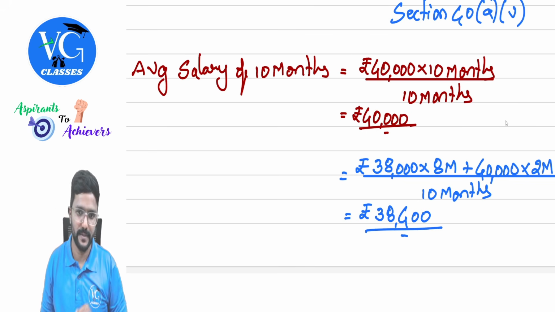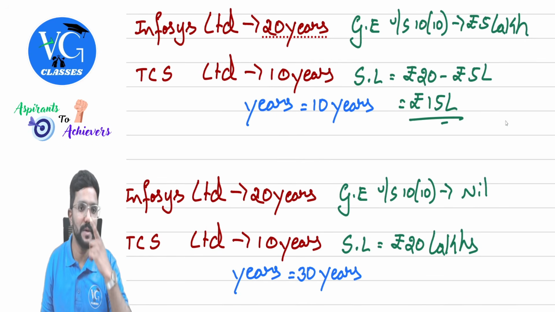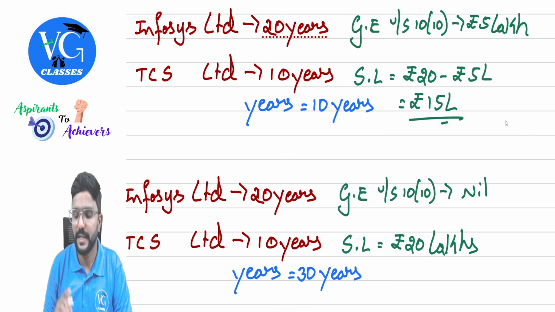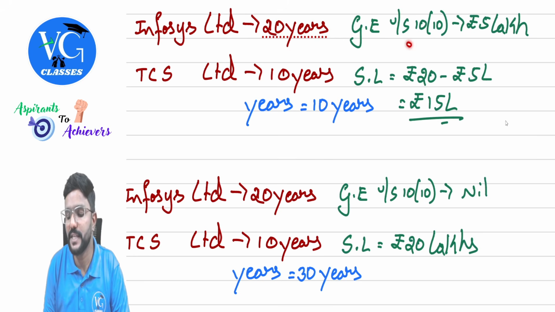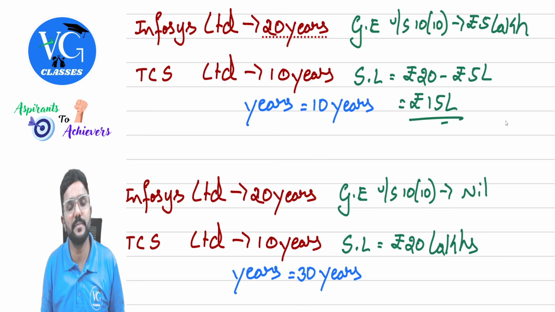Clear? Yes. Fine. Next. Now assume an employee was working with Infosys for 20 years. He retired and received the gratuity. When he retired, he claimed an exemption under section 10(10) for how much? 5 lakh. Okay. Now he started working with TCS, worked there for 10 years and again retired. He again received gratuity. Can he claim exemption again?